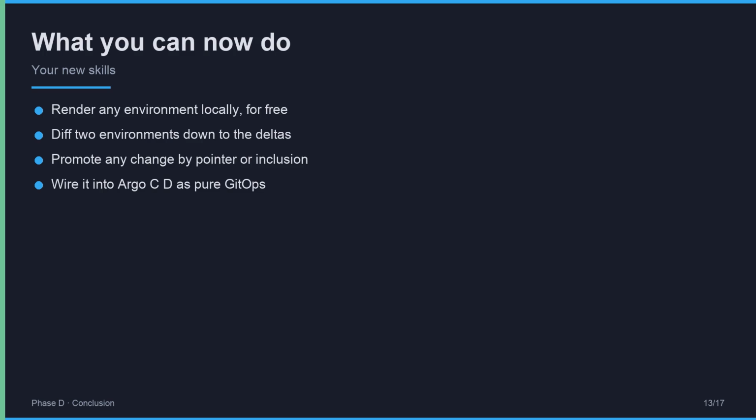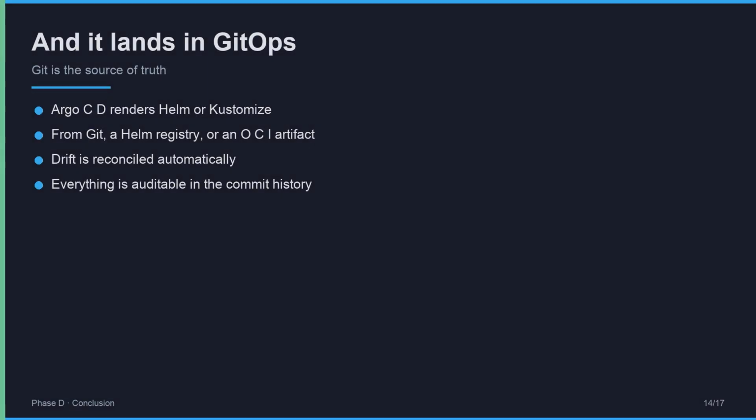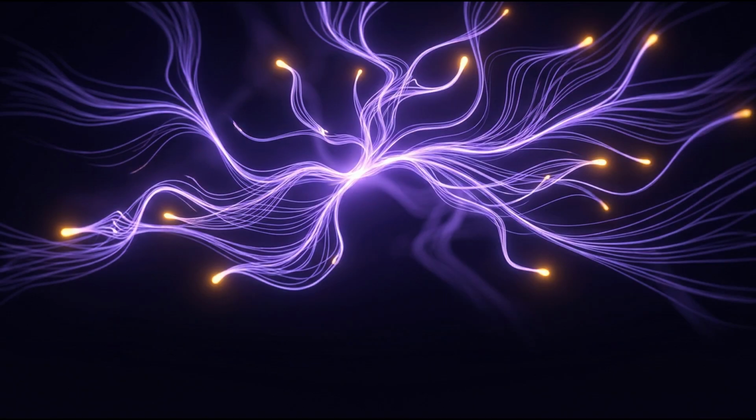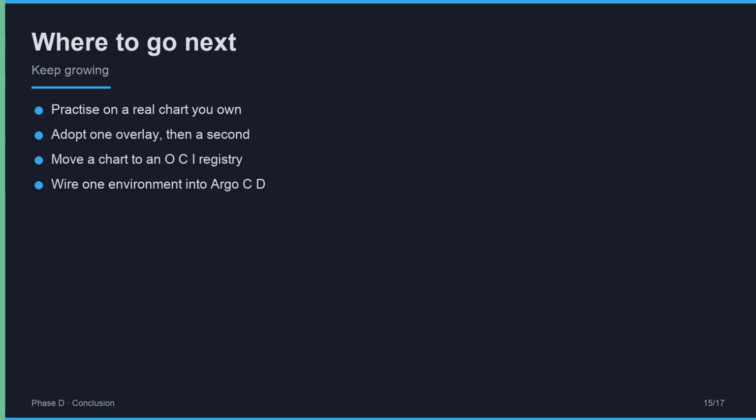Those are real, durable skills, and all of it lands naturally in GitOps. Argo CD renders your Helm charts or Kustomize overlays, from Git, a Helm registry, or an OCI artifact. Drift is reconciled automatically back to what Git declares. And everything, every promotion, every rollback, is auditable in the commit history. Git wins. Always. Trunk-based. Overlays. GitOps. The industry standard. Where do you go from here?